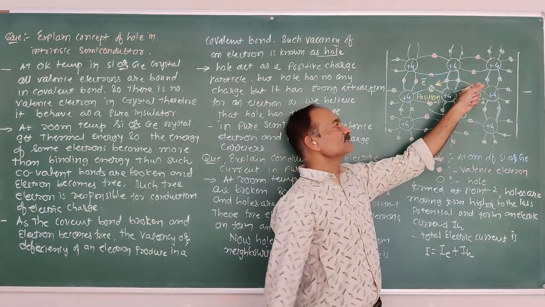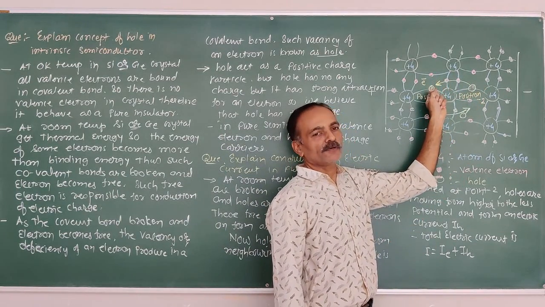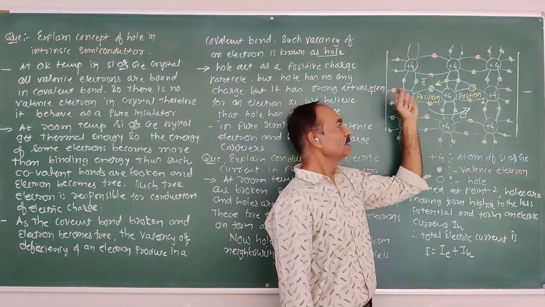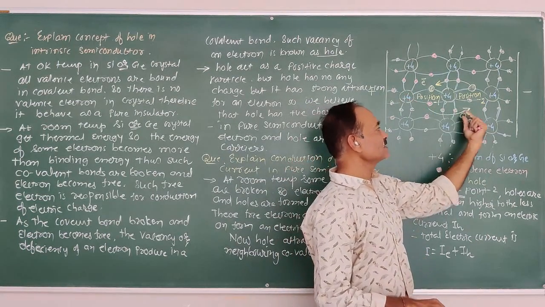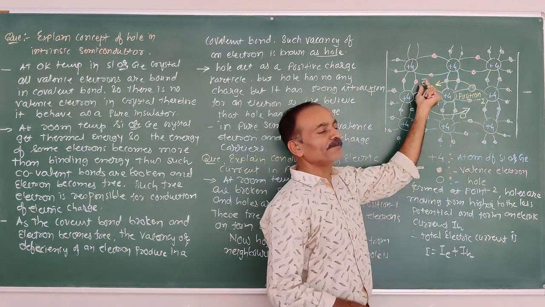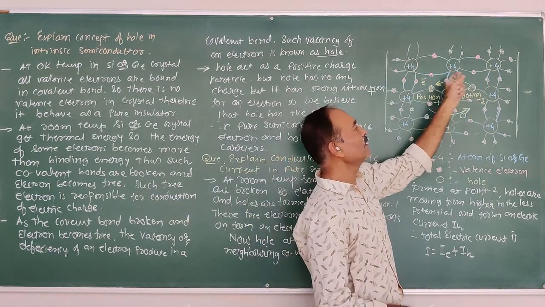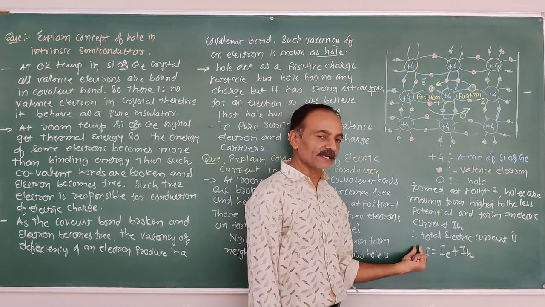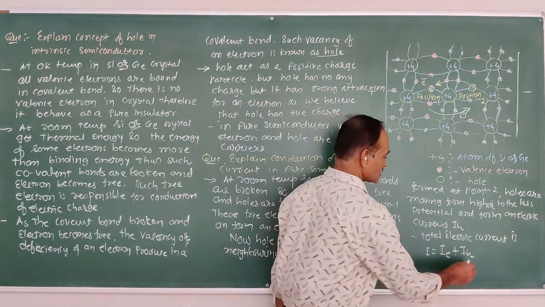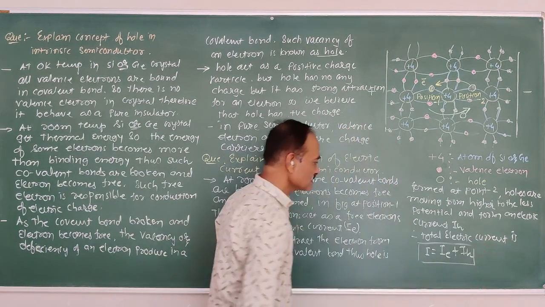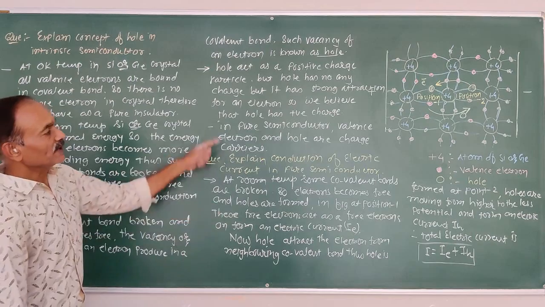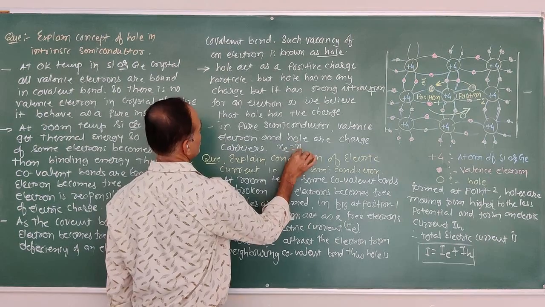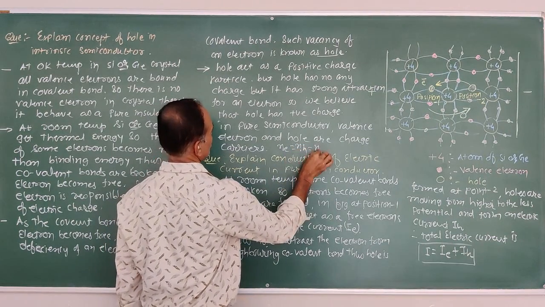Bound electron means these covalent bonds are broken, and this electron is bound in the next one. Again, this covalent bond is broken, and this electron is bound in the next one. Therefore, the holes are moving from higher potential to lower potential, while the free electrons are moving from less potential to higher potential. Therefore, the total electric current in pure semiconductor is I equal to IE plus IH. Now, in pure semiconductor, the number density of electrons and the number density of holes are the same: Ne equal to NH equal to N0.